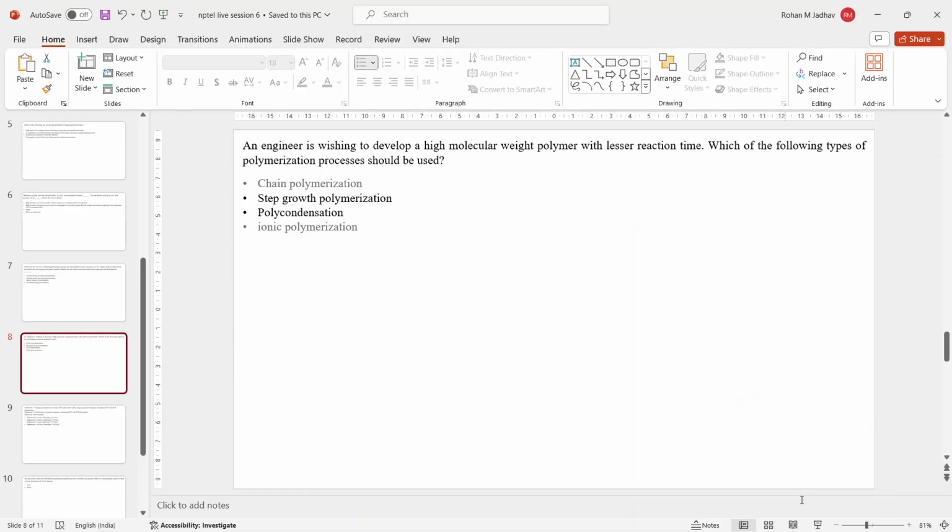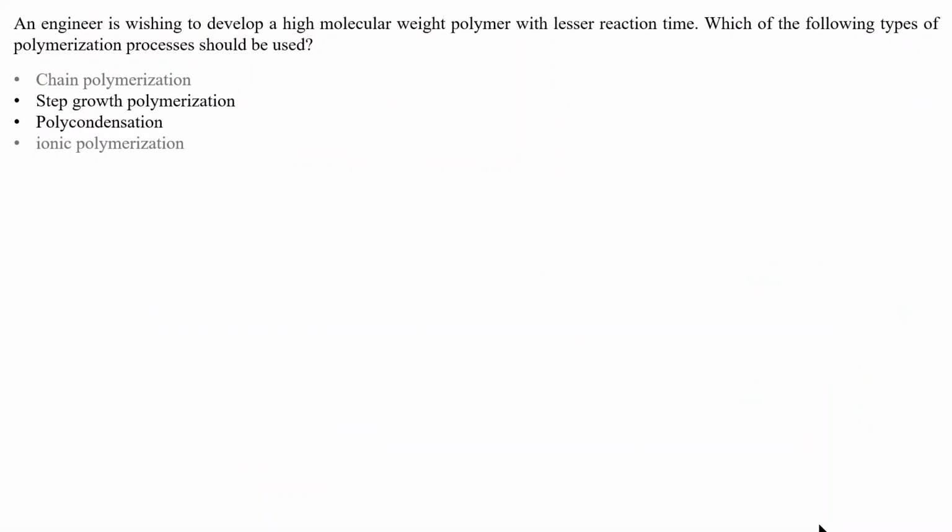Actually, sir, I have a question. In this question, where you mentioned an engineer wishing to develop a high molecular weight polymer in lesser reaction time, polycondensation can also be considered in this type. Condensation polymerization can be considered. Yes, it can.